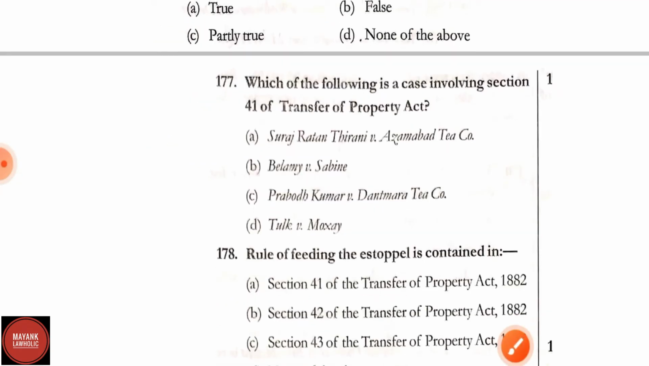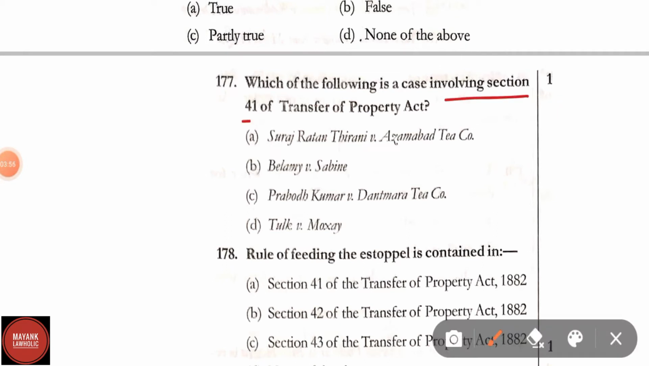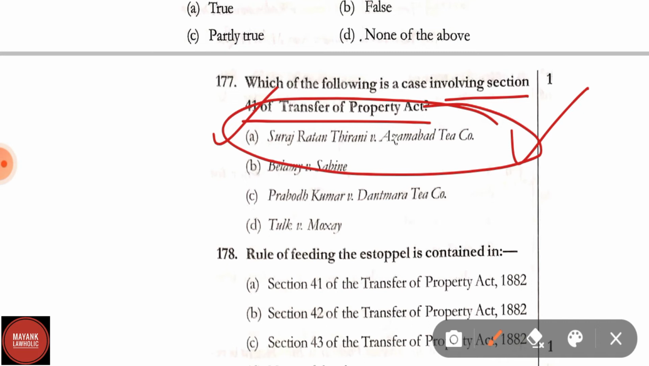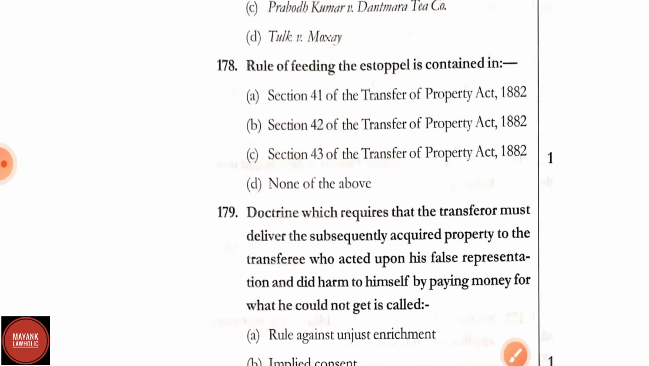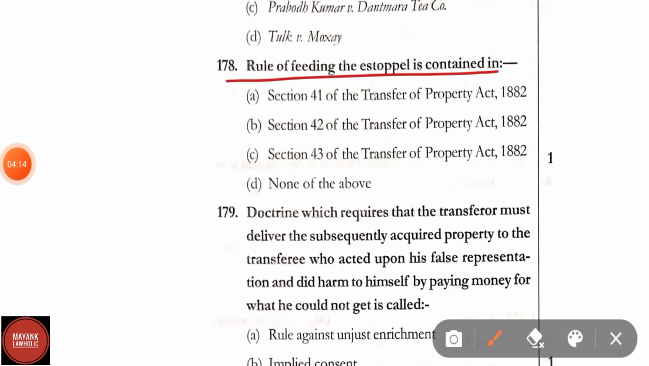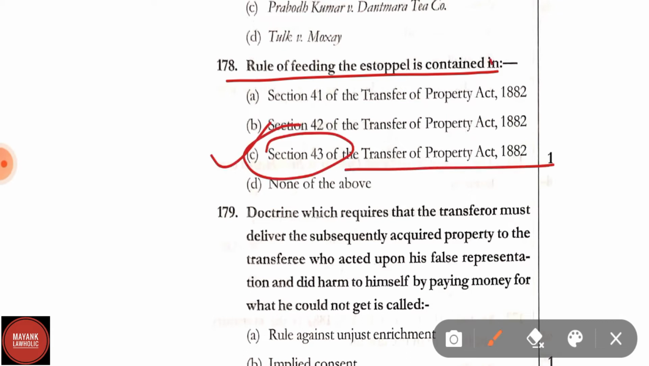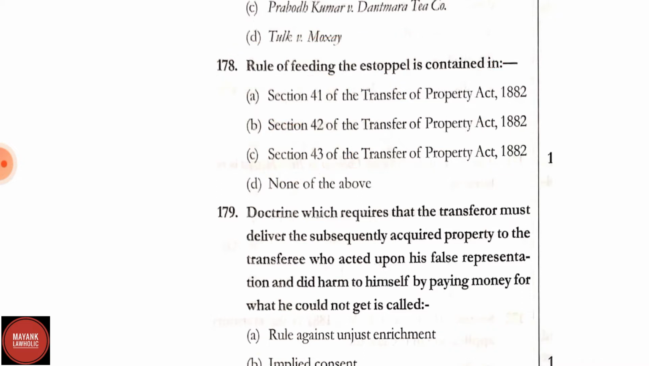Question number 177. Which of the following cases involves section 41 of the Transfer of Property Act? Options are: Suraj Ratan Tirani versus Azmabad Tea Company, Bellamy versus Sabine, Prabodh Kumar versus Jantamara Tea Company, Tulk versus Moxhay. Here correct answer is option A, that is Suraj Ratan Tirani versus Azmabad Tea Company. Question number 178. Rule of feeding the estoppel is contained in section 41 of TPA, section 42, section 43, none of the above. Here correct answer is option C, that is section 43 of the Transfer of Property Act.